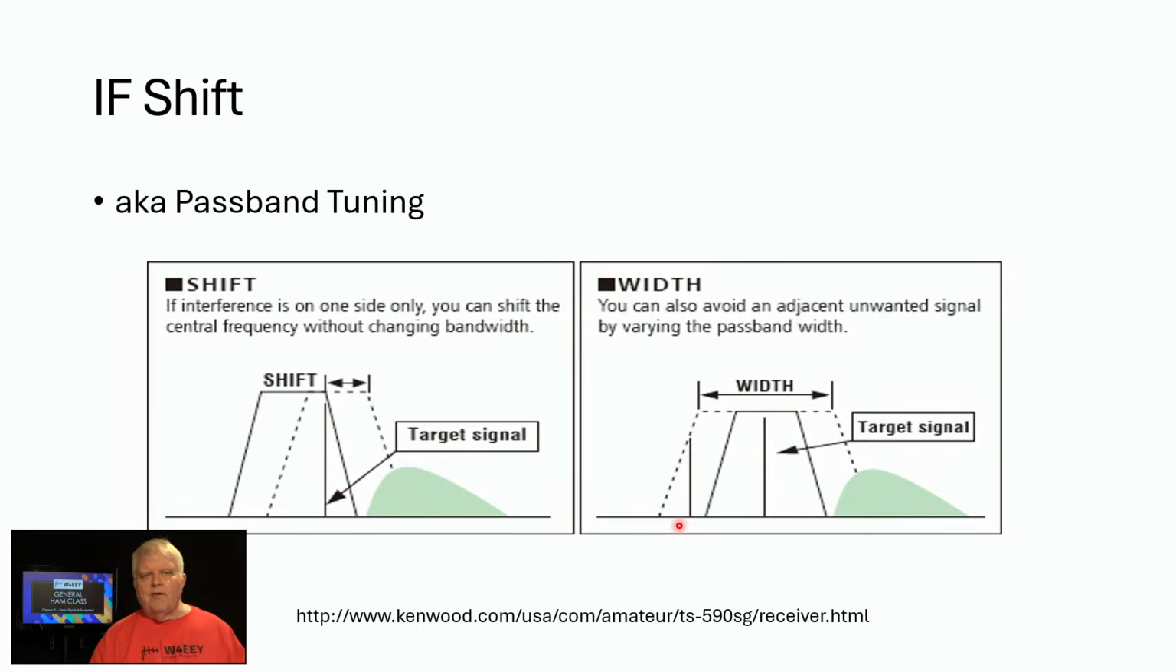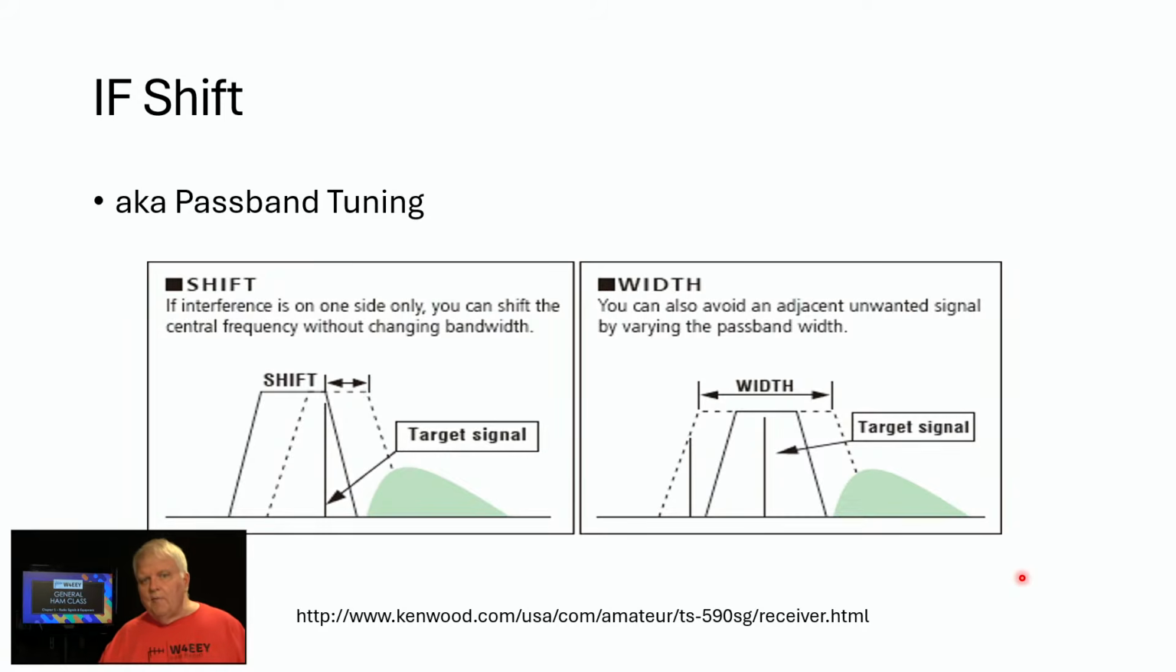Many radios have something called IF shift, also known as passband tuning, where you can actually adjust the filter skirts up and down. It also is here to eliminate interference. That's why these controls exist, trying to get you to be able to hear the desired signal better.